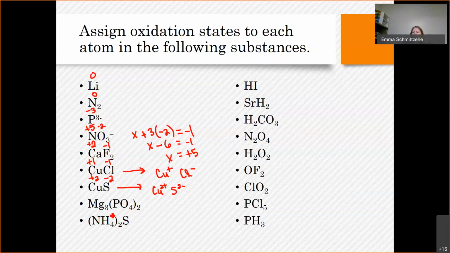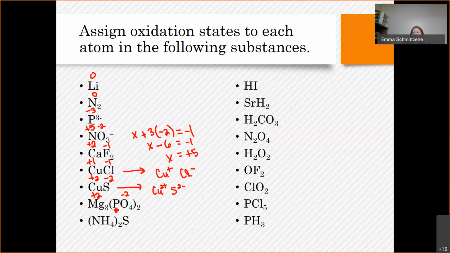Okay. Next up, we've got Mg3(PO4)2. So the oxygen has got to be -2, right? That's what we should start with there. But then we've got magnesium and phosphorus. That magnesium, if you look at the periodic table, that's group 2. So that must be a +2, okay? And then we're left to figure out the phosphorus.